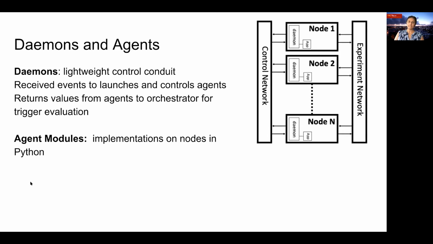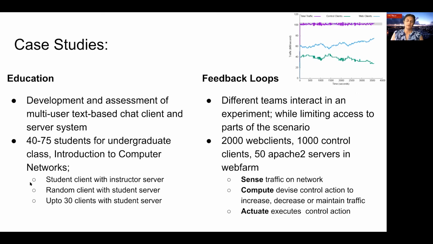Next, we'll discuss several case studies, how the Magi system was used for experiments on DETER. First, we looked at education. Magi has been extensively used on the DETER testbed to support graduate and undergraduate level classes. In the example in the paper, we discuss how it was used for an undergraduate class, Introduction to Computer Networks, where the students were assigned to build a multi-user text-based chat client and server system.